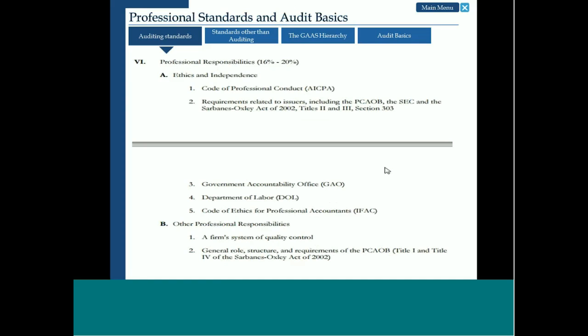Then the last one, professional responsibility. We already understood the code of professional conduct under AICPA. Here, in addition to the code of ethics, we need to understand the specific requirements of PCAOB and SOX. The more specific Title 2 and Title 3 and Section 303, which is more towards the assessment of internal control and peer reviews and all that stuff.